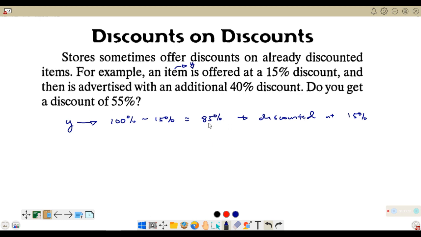Ngayon, tong si 85% na to, nilagyan daw ulit ng 40%. So, itong si Y, kung 85% na lang siya, or 0.85 of Y na lang siya, tapos, babawasan mo pa ulit ng 40%, magkano na lang yung babayaran mo? Or, teka lang, ito na yung bago nating 100%, right? Tapos, babawasan mo ulit siya ng 40%. So, magdi-discount ka ulit sa kanya ng 40%, 60% na lang yung babayaran mo. Right? So, magkano lahat-lahat yung na-discount mo from the product?